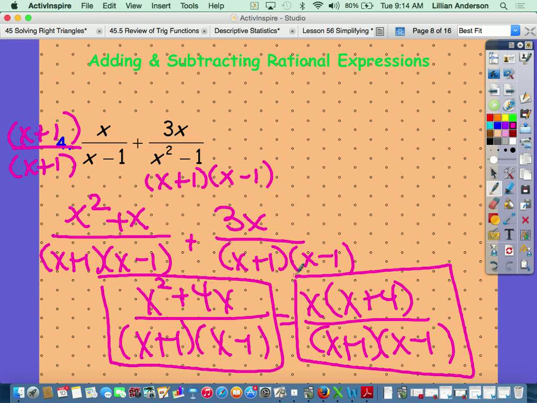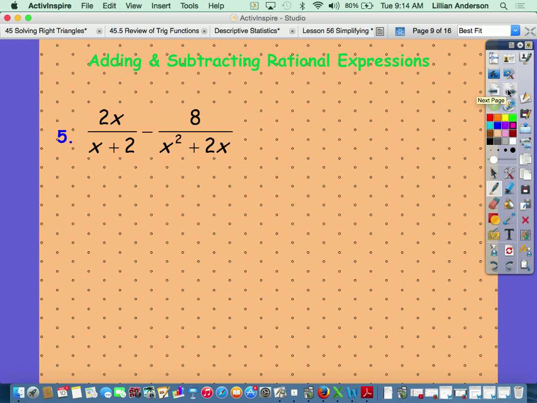Let's look at number 5. Could you have FOILed out the bottom? Yes, you could have FOILed out the bottom over here, and then you would have had x squared minus 1. But if you don't cancel out the x squared, then you can't cancel it. Alright? Now look at number 5.